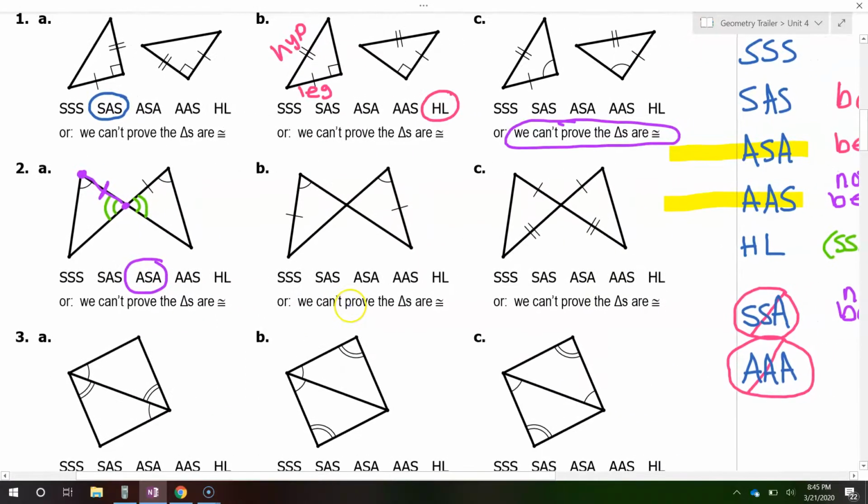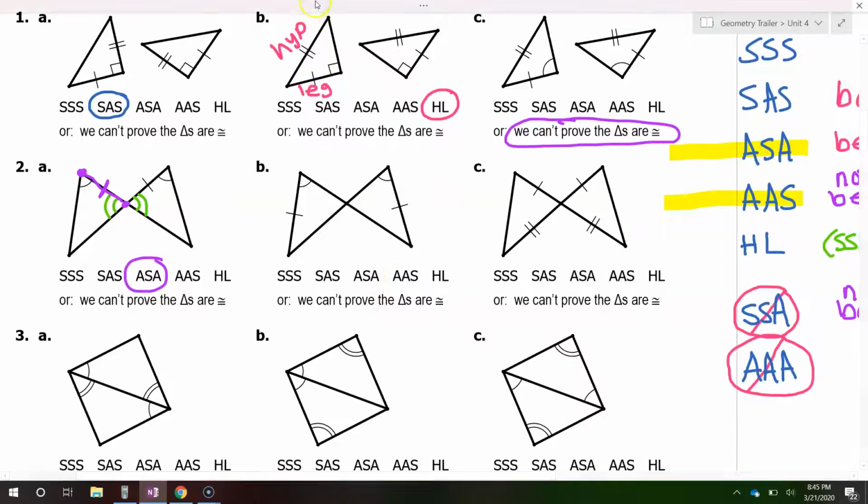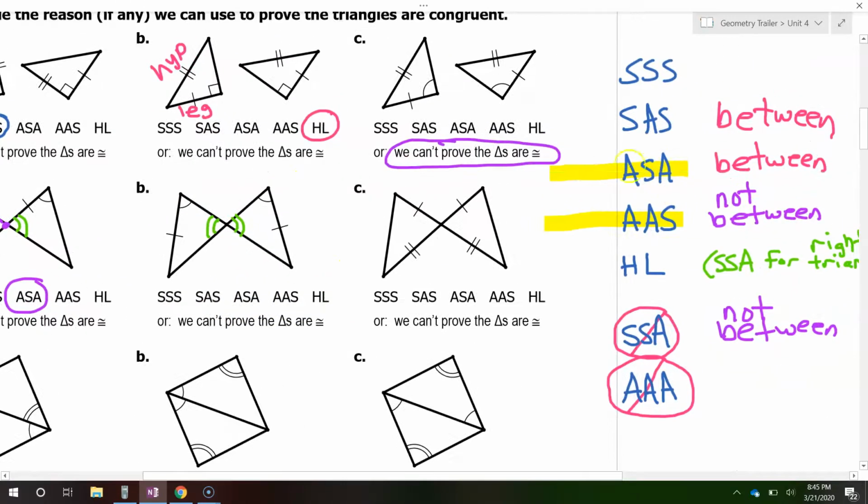All right. Now, let's look at the same thing again. Again, we have vertical angles, so we mark them. Again, we have two angles and a side. All right, so we've narrowed it down to these two.